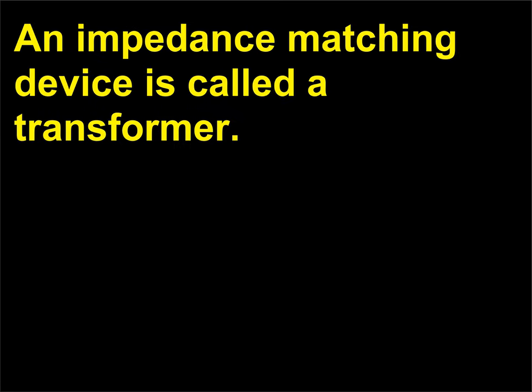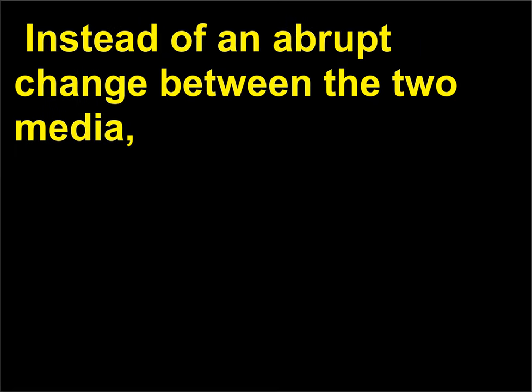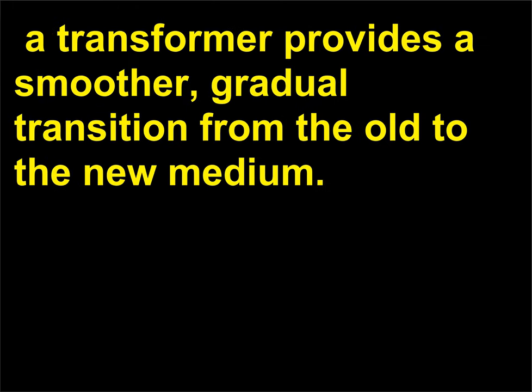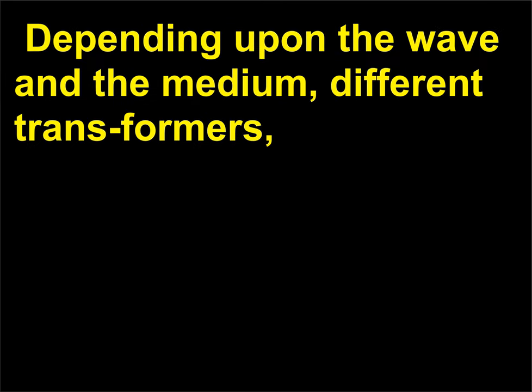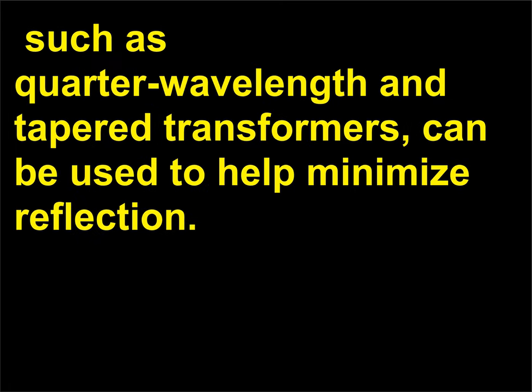An impedance matching device is called a transformer. Instead of an abrupt change between the two media, a transformer provides a smoother, gradual transition from the old to the new medium. Depending upon the wave and the medium, different transformers, such as quarter wavelength and tapered transformers, can be used to help minimize reflection.